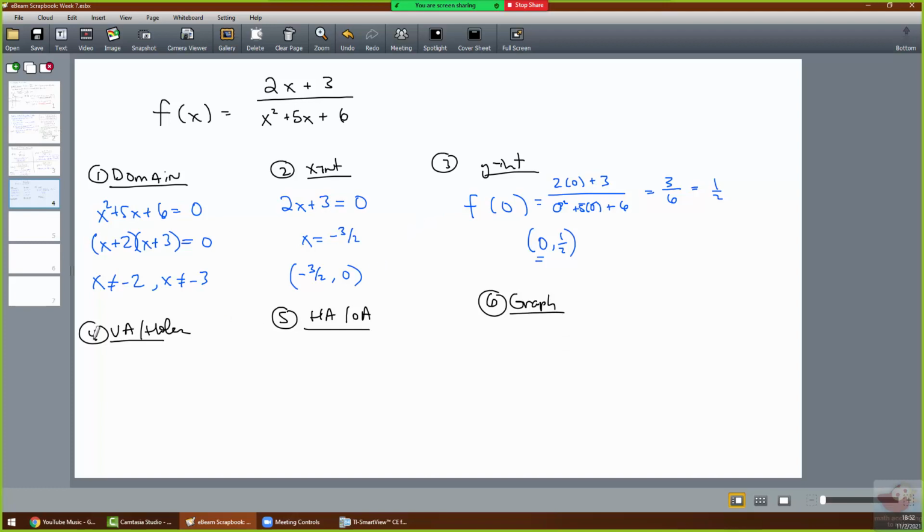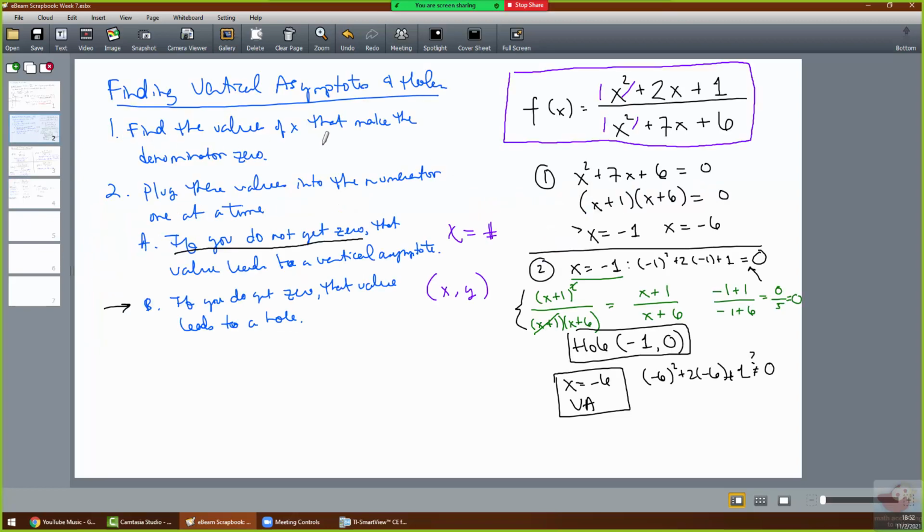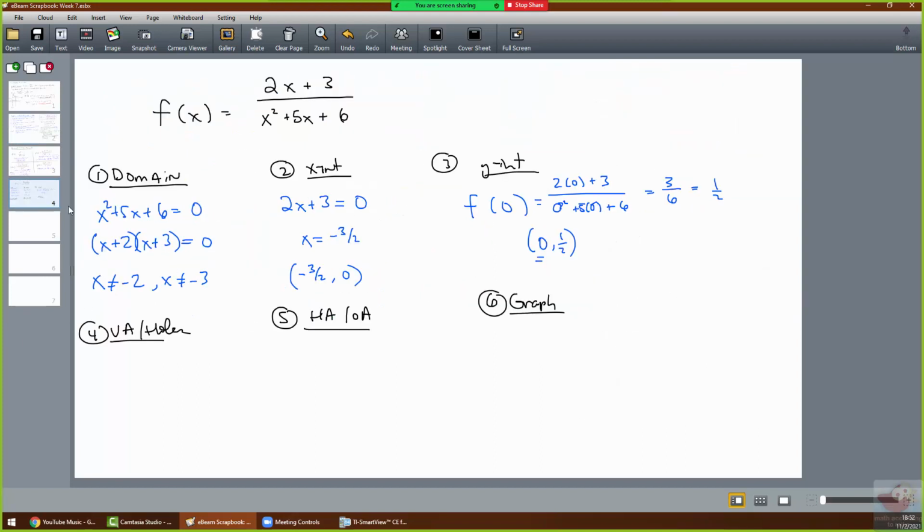Questions so far? Okay. Vertical asymptotes and holes. Remember that the first step of a vertical asymptote and hole is to find the numbers that make the denominator 0. Well, we already did that in step 1. Those numbers are negative 2 and negative 3. So don't redo the work.